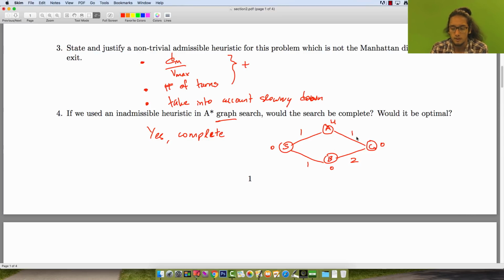So it's a simple counterexample for how an inadmissible heuristic causes A* to be suboptimal, right? And what makes this inadmissible? It's the fact that this 4 over here is an overestimate of the true distance to the goal, right? The true distance from A to G is 1, and 4 is bigger than 1. So the answer for this is not optimal.